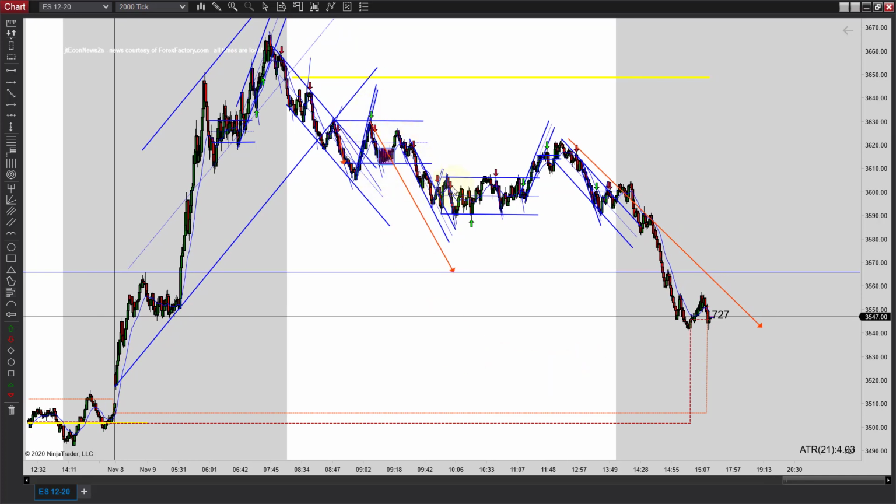So make sure you find these little short-term trends and channels and so forth, and that'll help keep you on the right side of the market. And if you're not sure, don't do anything. Just wait until you are sure.